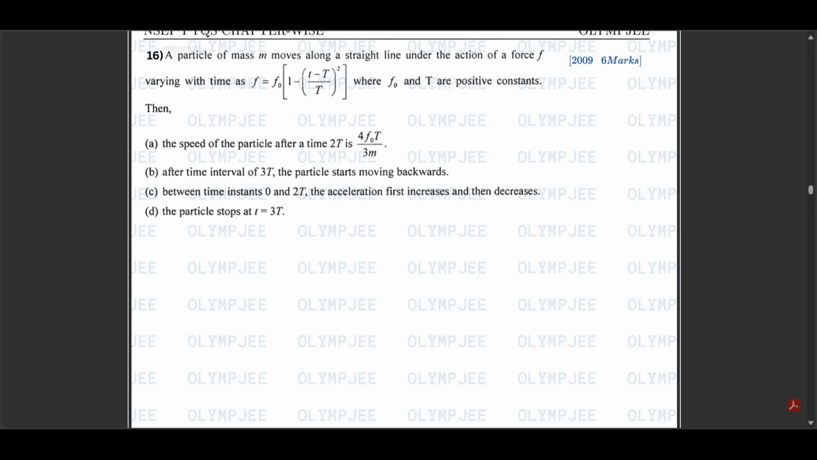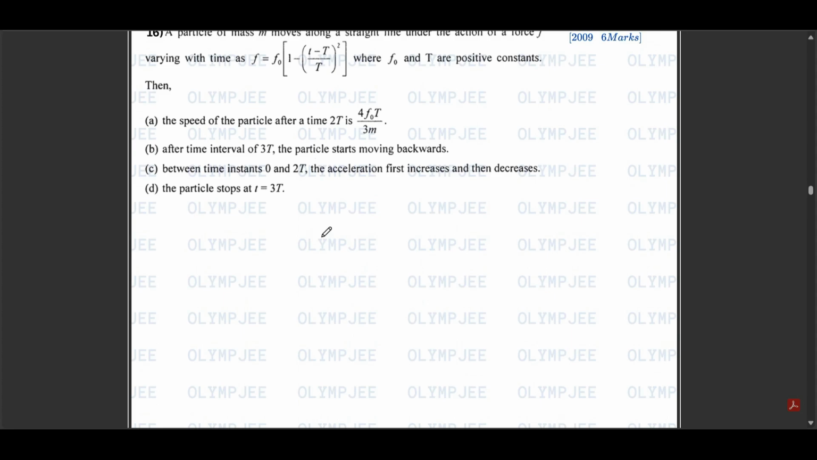It says a particle of mass small m moves along a straight line under the action of a force small f, varying with time as f is equal to f naught bracket 1 minus t minus capital T by capital T whole square, where f naught and T are positive constants. Then the speed of the particle is asked and many more things are asked. So this is a 6-marker question, so this is multiple choice. First we can write this force as mass into acceleration, which is equal to mass multiplied by dv by dt, is equal to f naught 1 minus t minus capital T by capital T whole square.